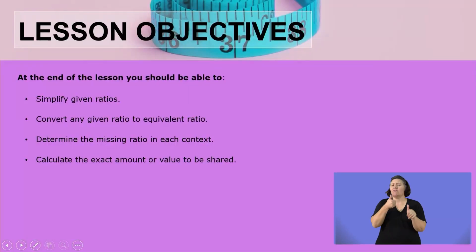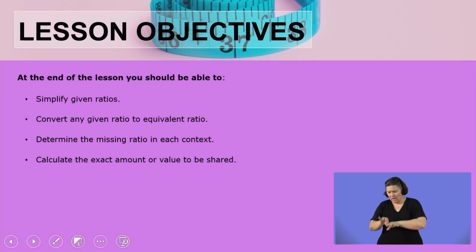At the end of this lesson, you should be able to do the following. Simplify the given ratios, convert any given ratio to an equivalent ratio, determine the missing ratio in each context, and calculate the exact amount of value to be shared.